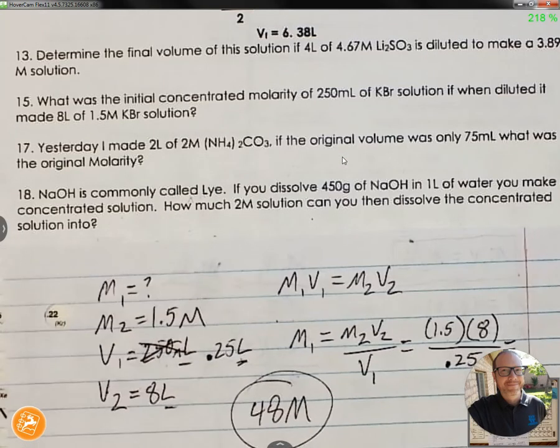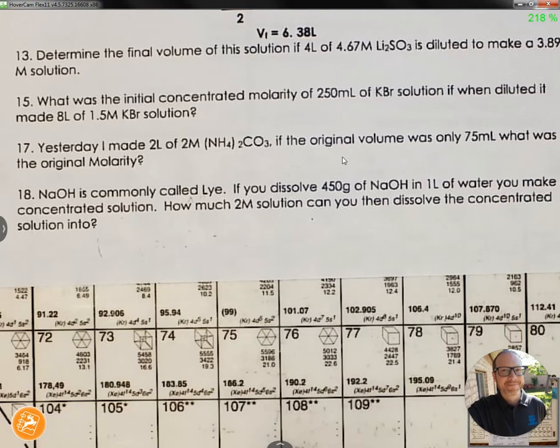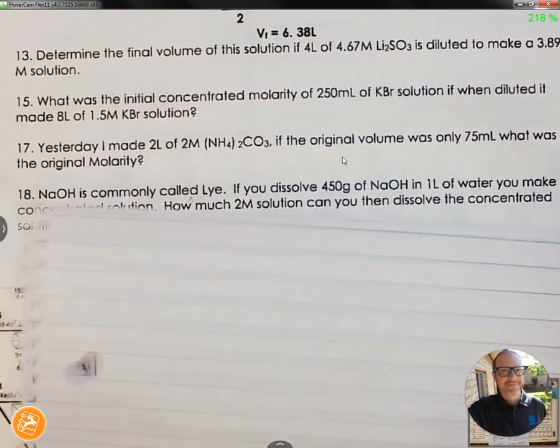Let's look at one more together, and then I'll give you a little bit of practice, see what you figure out. Let's go down to 18.